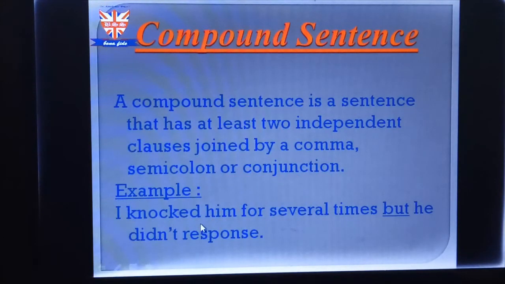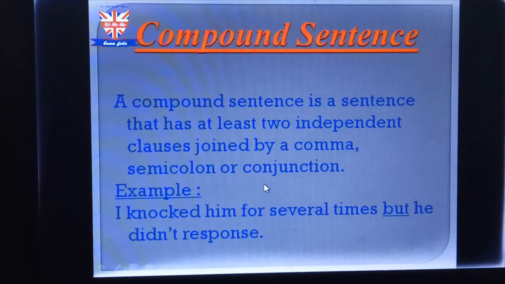Let's go for the compound sentence. It's also very easy. The difference between complex and compound is, complex has two parts, one part complete and another incomplete. But a compound sentence also has two parts, and both of the parts are complete. You can see a compound sentence is a sentence that has at least two independent clauses joined by a comma, semicolon, or conjunction.